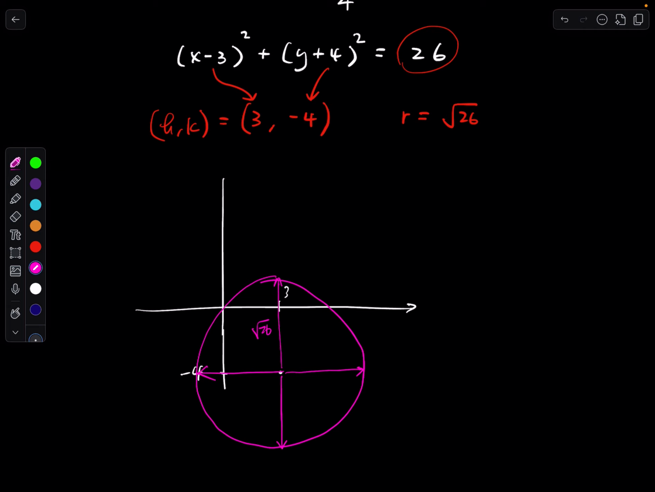Now, keep in mind that the circle has an eccentricity of 0. Eccentricity is basically measuring how elliptical your shape is. Well, a circle is perfectly round, so there will be no eccentricity for that.